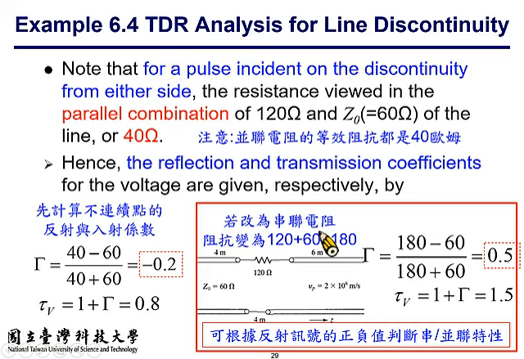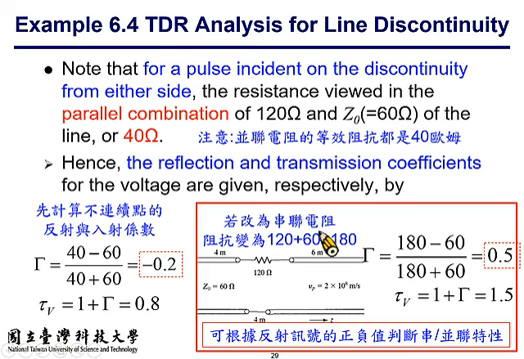So the impedance observed at this position is 180. And using the definition of a reflection coefficient, you can easily calculate the reflection coefficient as 0.5. And the corresponding transmission coefficient, which is 1 plus gamma, is 1.5.